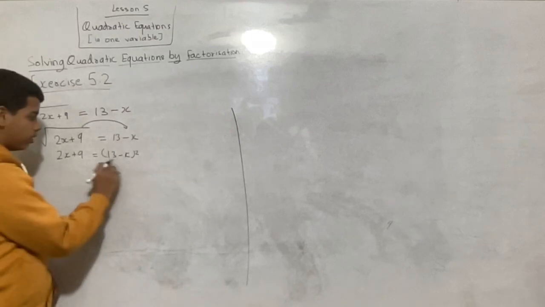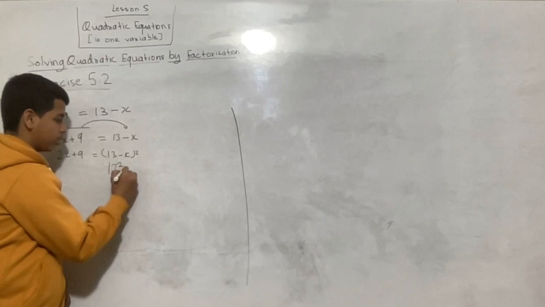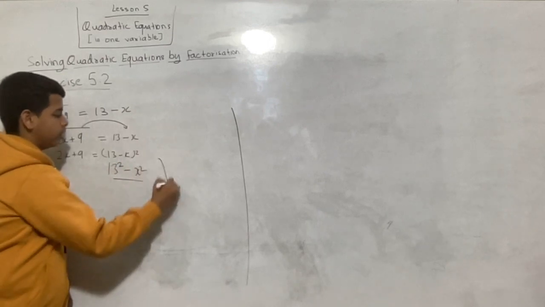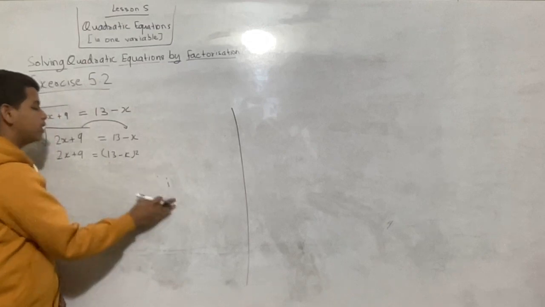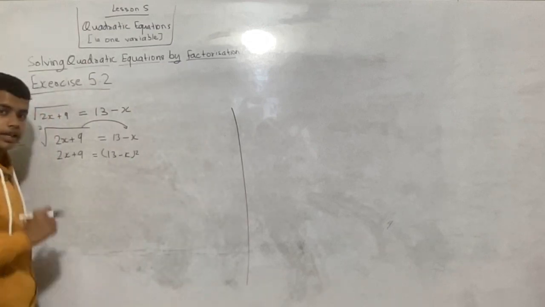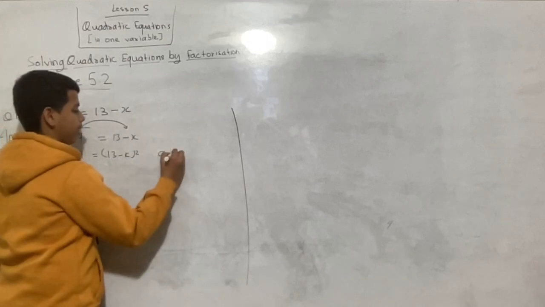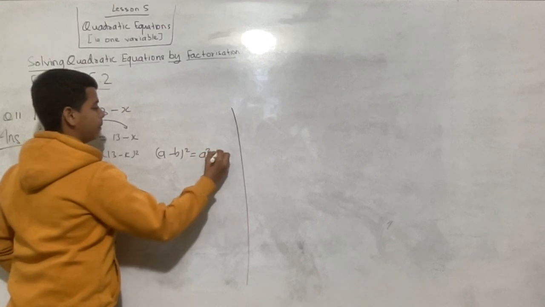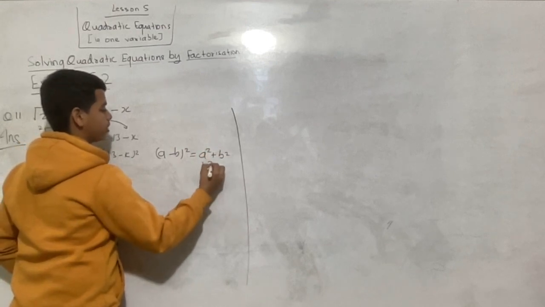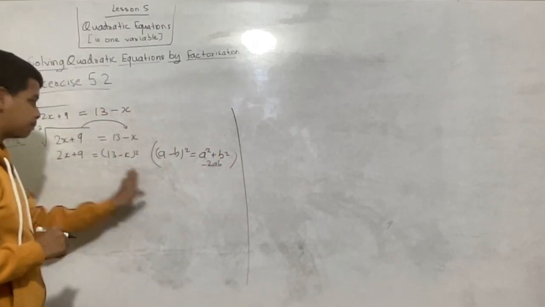Now how do we solve this? We cannot do 13 square minus x square because this is wrong. 13 square minus x square is not equal to 13 minus x whole square. Here we will have to use a formula known as a minus b whole square is equals to a square plus b square plus minus 2ab. So this is the formula we are going to use to expand this.